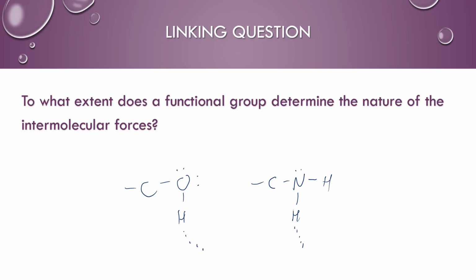Whereas if you have something like a ketone, ketones are in the center of the molecule, that's C double bond O, and so it has this permanent dipole, and therefore it can form dipole-dipole interactions. And so the type of functional group present in a molecule very much has a major effect on what kind of intermolecular forces it can form.